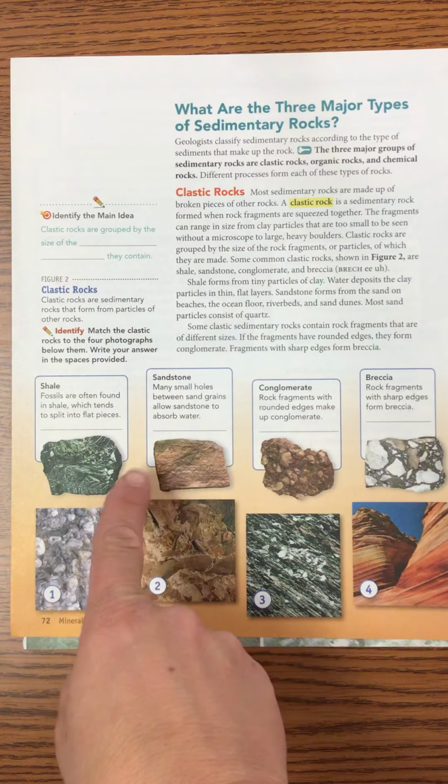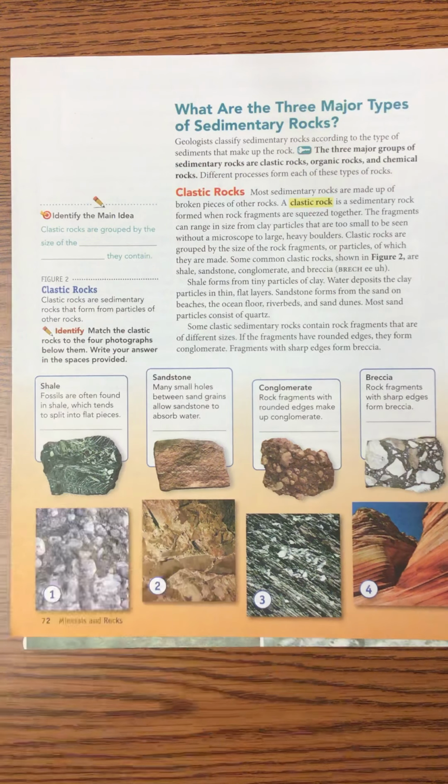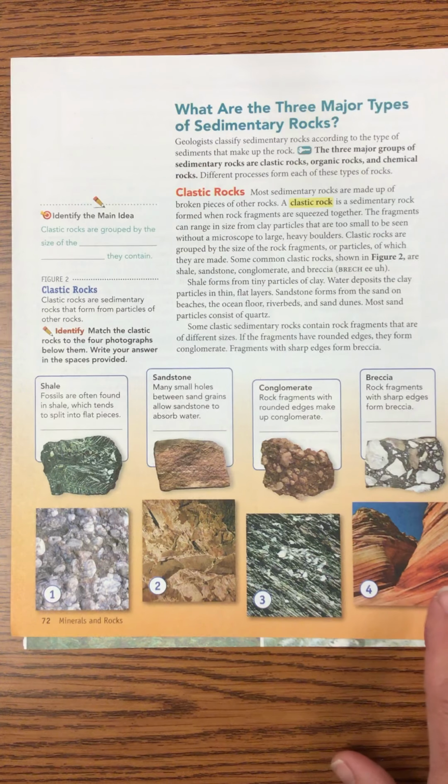Small holes between the sand grains allow sandstone to absorb water. And fossils are often found in shale, which tends to split into soft pieces. So we are going to try and match these together while we are in our Zoom class, and we will do that in our book. You can do it on your own currently if you would like to.